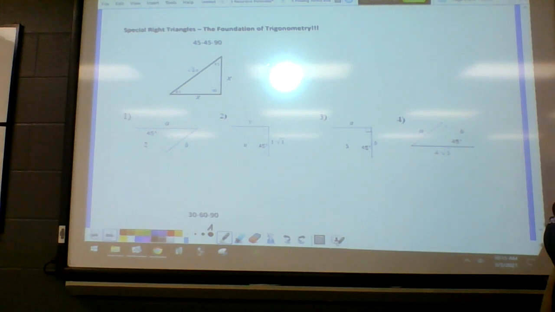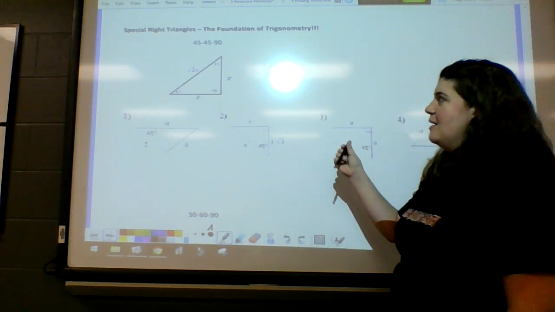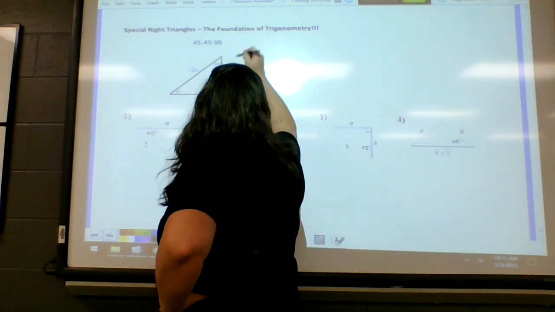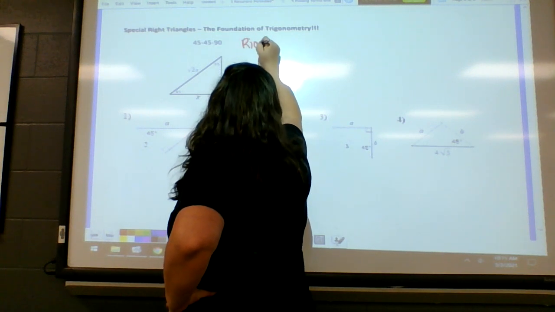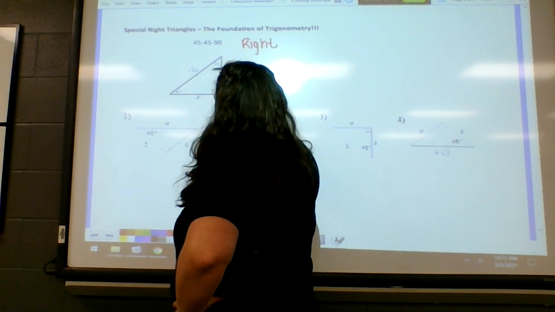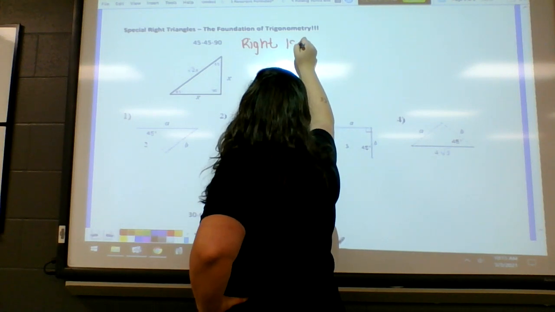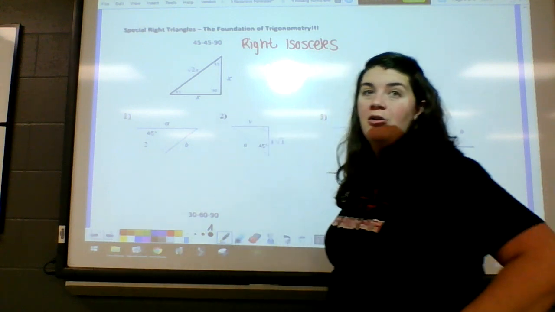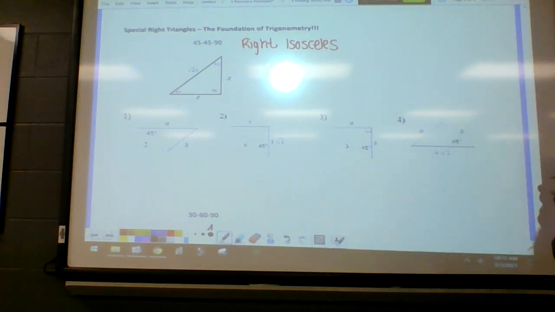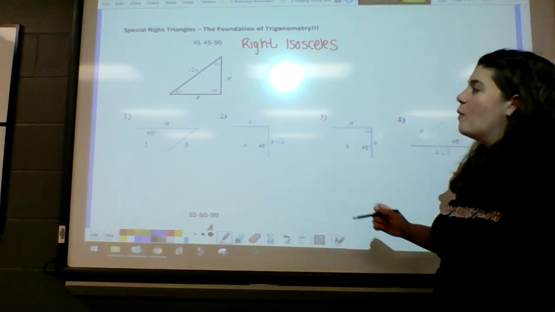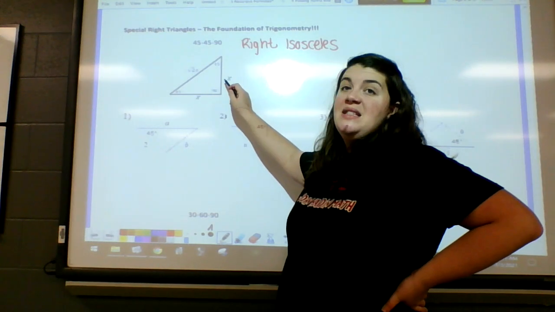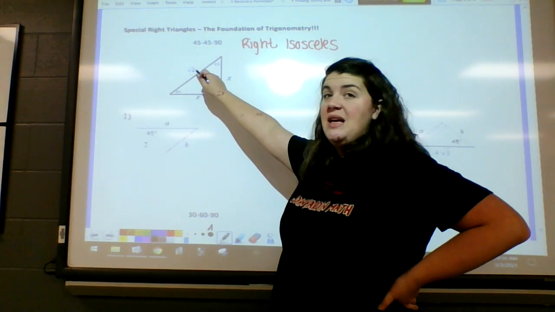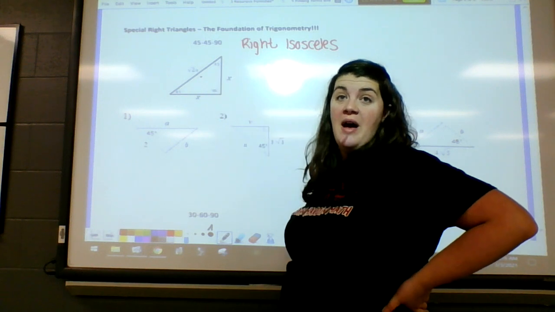So here's the first one, the 45-45-90. It is what we call a right triangle because of the 90 degree angle. Because the other two angles are the same, it makes your two sides the same, so it's an isosceles right triangle specifically. This one is the easiest of the two, in my opinion. Whatever one of your side lengths is, the other side length is exactly the same. And then the hypotenuse is that number times the square root of 2.